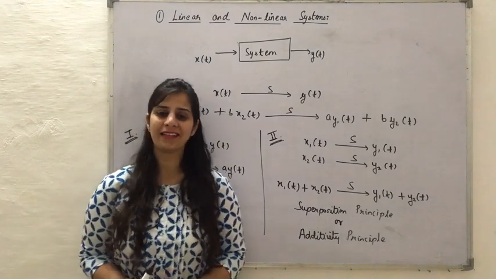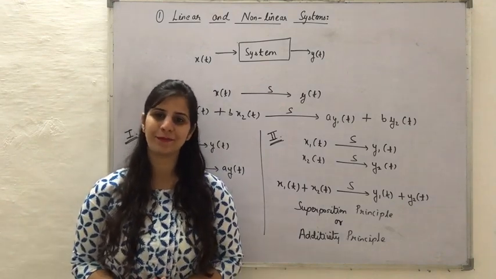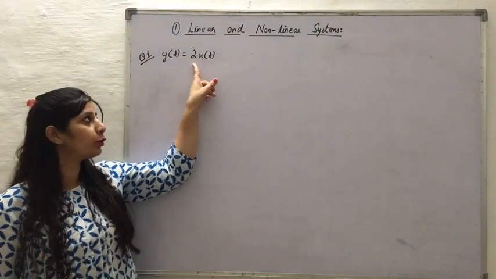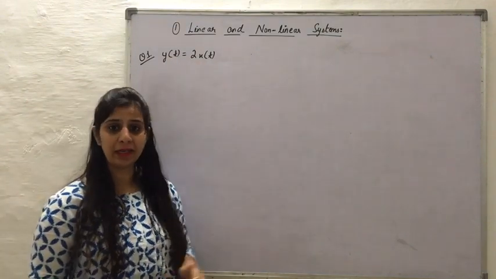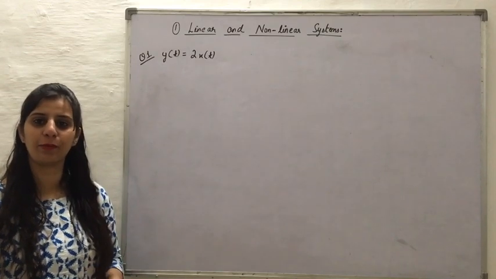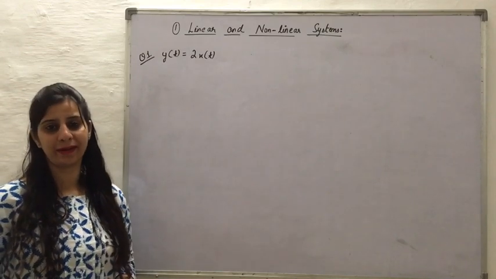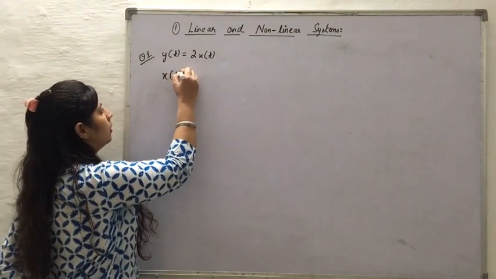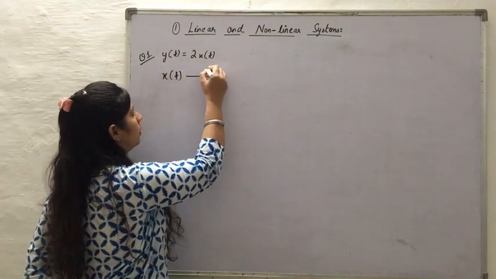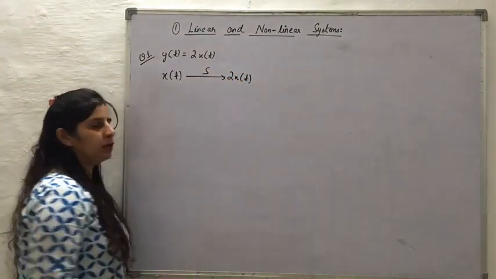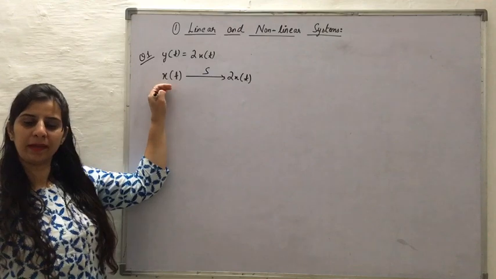Let us try and understand this more clearly with some examples. Now the system that I have is giving me the output 2x(t). That would mean when x(t) is passed through the system, it is getting transformed to 2x(t). So it will be written as this, so this is the equation that we will be getting.